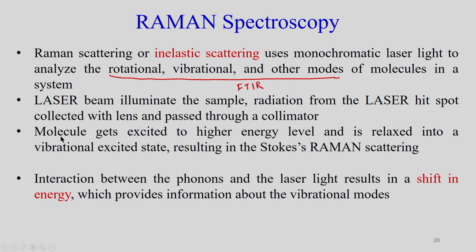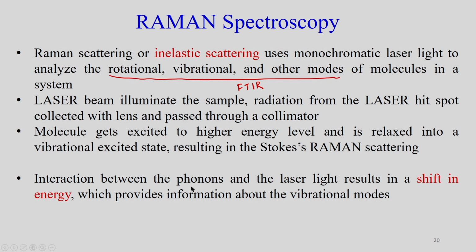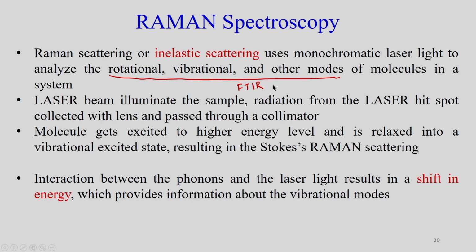Now, if you expose a molecule to the laser, the molecule gets excited to a higher energy level and relaxes into a vibrational excited state. Because of this scattering, the interaction between the photons and the laser light results in a shift in the energy, and this shift provides information about the vibrational mode. It means a different functional group will show a different shift in energy. As I told, the different rotational and vibrational modes of molecules, or the different functional groups we analyze using FTIR, we get similar information from Raman spectroscopy.